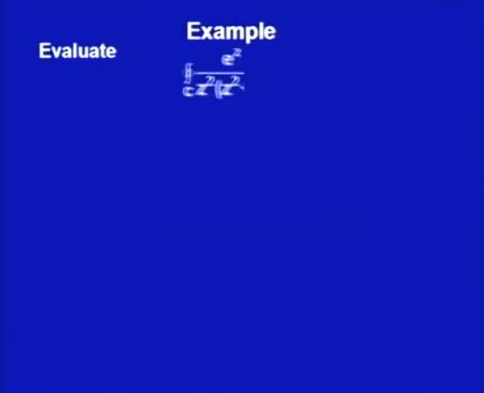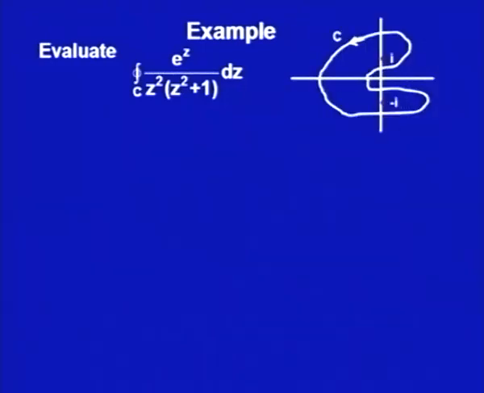Evaluate the integral along the curve C of the function e to the power z upon z square into z square plus 1 with respect to z, where C is a closed contour given by this figure. Now, we have to evaluate along this given path. This C is a closed contour; from anywhere we could start, it is a closed contour.